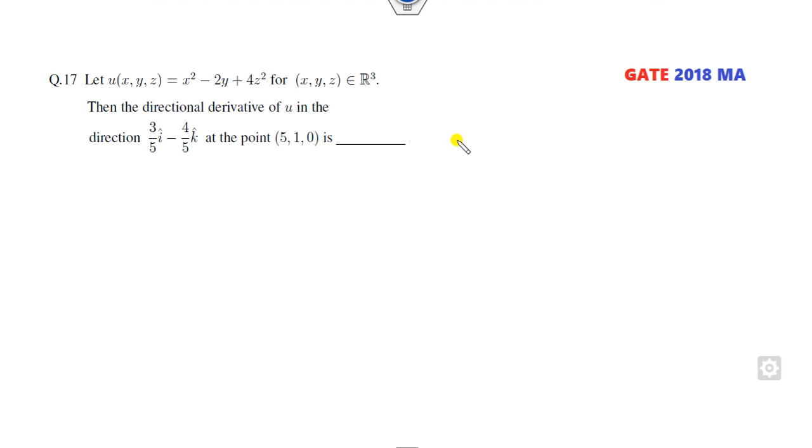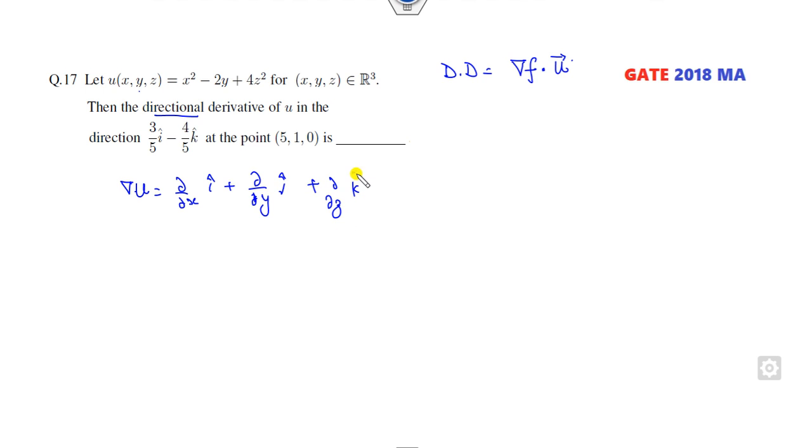Okay, look at this another one. You have to find the directional derivative. What is the directional derivative? It is the gradient dotted with the unit vector. Fine. So what is the gradient of this u? Partial derivative with respect to x, partial derivative with respect to y, and partial derivative with respect to z of this u. So 2x i cap minus 2j cap plus 8z k cap.